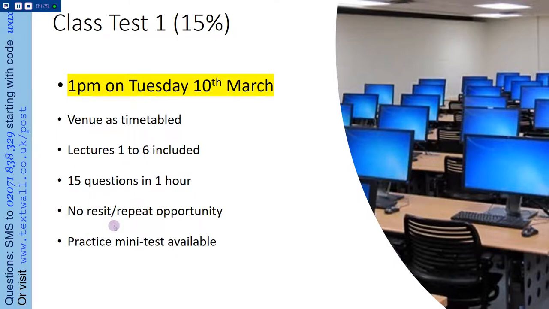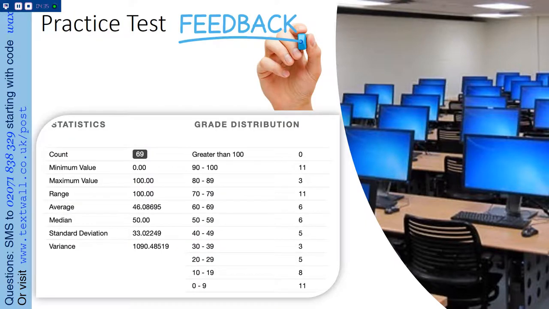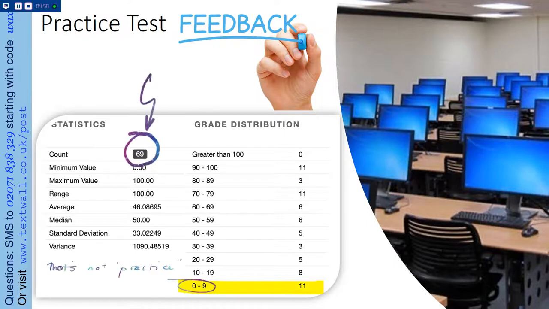Now, there is a practice test. Some of you have tried that practice test, but not enough. As it happens, the practice test has been up for a week, but less than 70 people have actually tried the questions. So lots of people got full marks, and that's good. Most of those people had to do the test 2 or 3 times to get the full mark. But 69 is still too low.